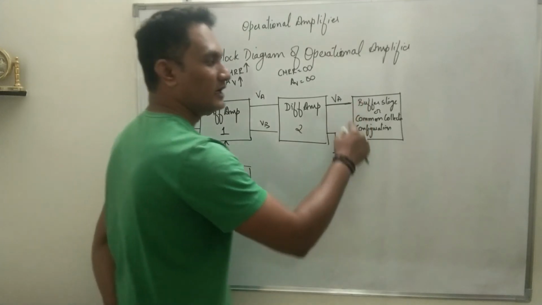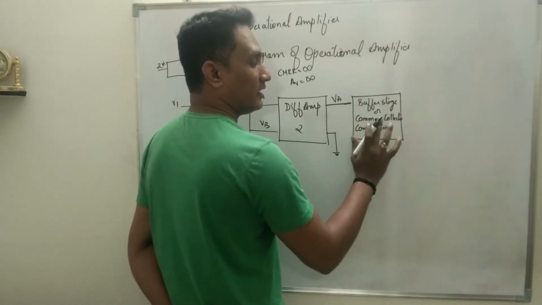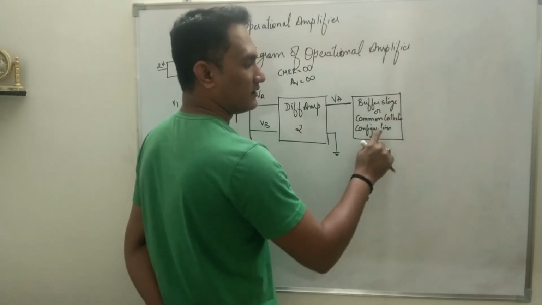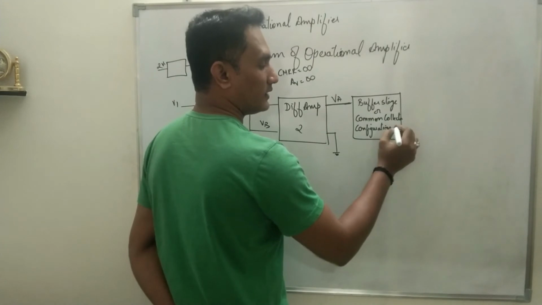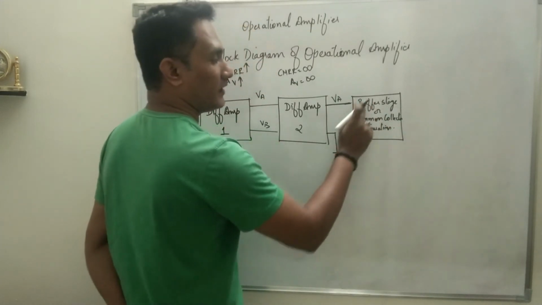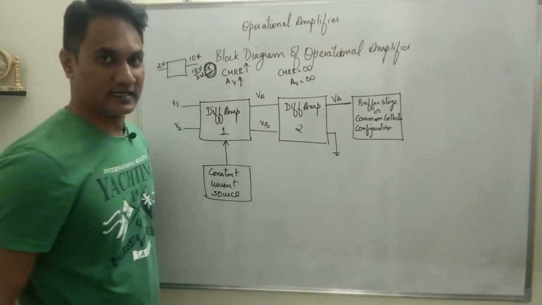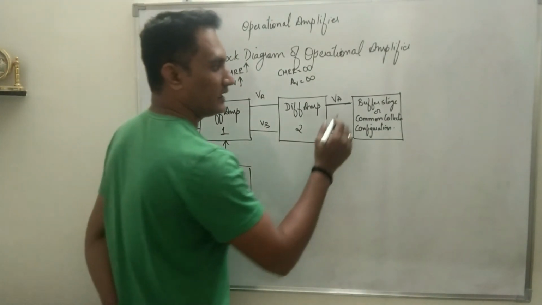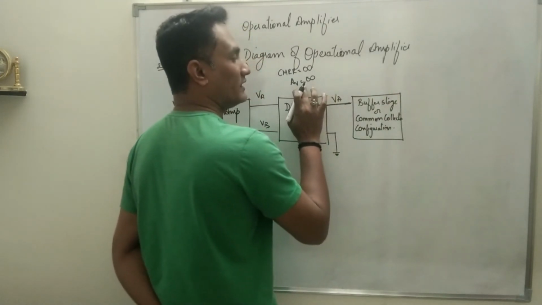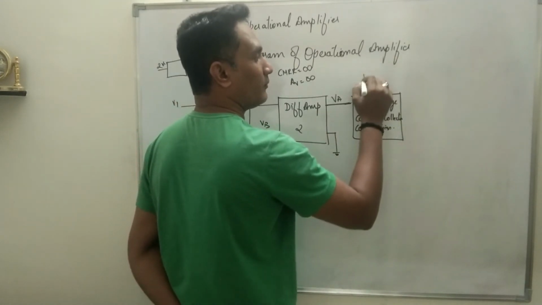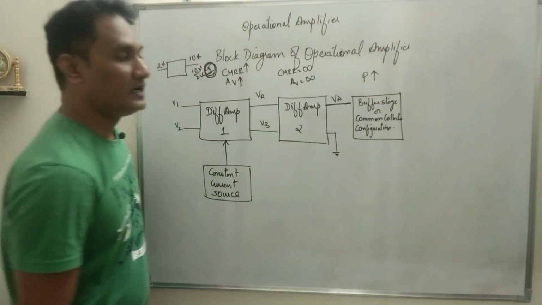So here the basic purpose of this common collector configuration is two things: to increase the current factor, and to act as a buffer stage between the second and the fourth stage. I will tell you what exactly a buffer stage means. Here the current factor will increase. Voltage gain is already infinite. If you increase the current, power will increase, so the power factor will increase in the third stage.